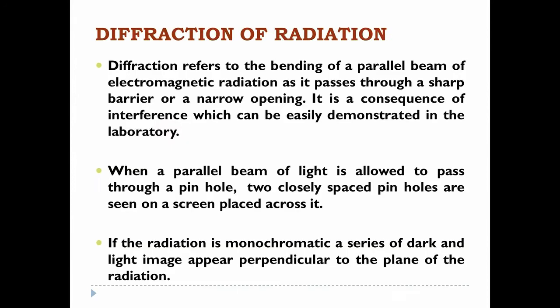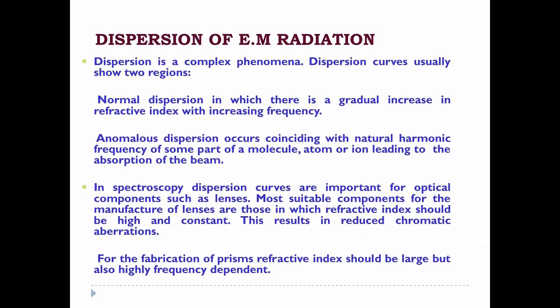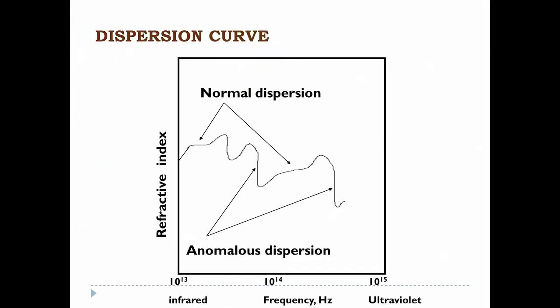What I wanted to show you is dispersion of electromagnetic radiation, and lenses and prisms are the most important components for which high refractive dispersion characteristics are required. So, I was talking about normal dispersion and anomalous dispersion. Normal dispersion is like this, where there is a gradual change, but in anomalous dispersion there is a sudden change from this point to this point.